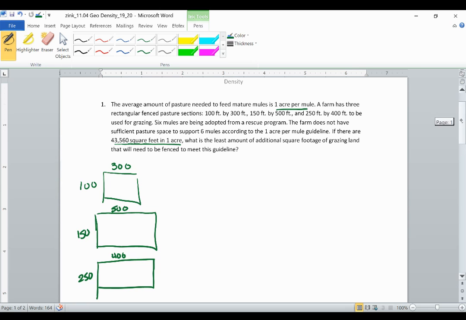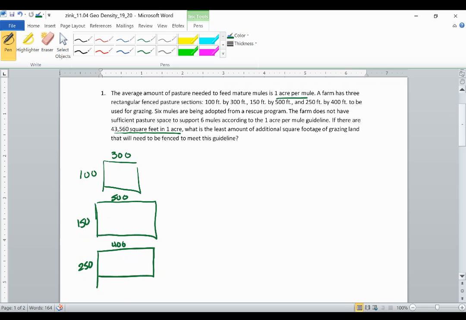So first we need to figure out, number one, how much grazing pasture land do we have now? And how much do we need? Well, we need 1 acre per mule. So if we have 6 mules, then we need 6 acres. Now, one issue is we can find the square footage of each of these pastures, but we're talking in acres over here. So we need to get everything into a common ground.